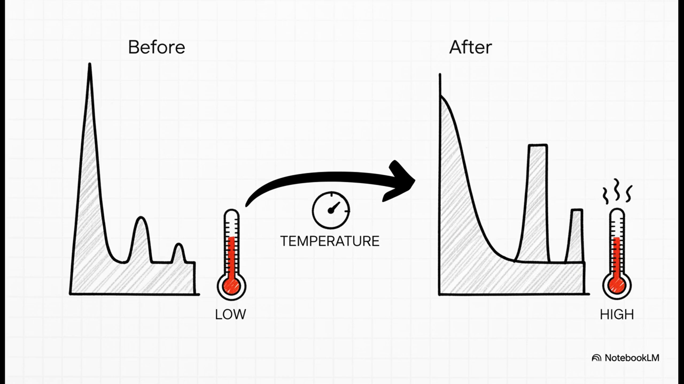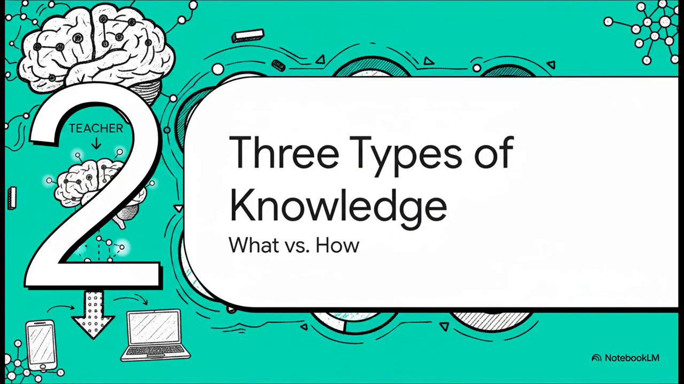So to make sure the student can actually see all this hidden info, researchers use this clever mathematical trick. They apply something called a temperature parameter, which basically softens the teacher's predictions. It's like turning up the volume on those subtle hints, making all that dark knowledge way more visible and easier to learn. But the field evolved pretty quickly.